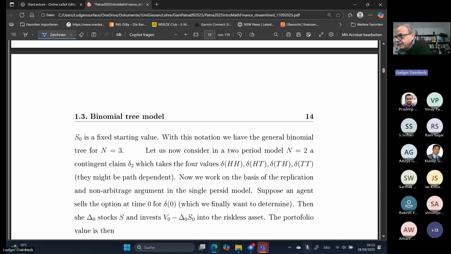Let's see, we have 2 periods, just to make it one example. The picture was for 3 steps, now we take 2 steps only. And just to make it clear that the option might be complex, like this one, the general one might depend on whether you're going up, up; up, down; down, up; or down, down.